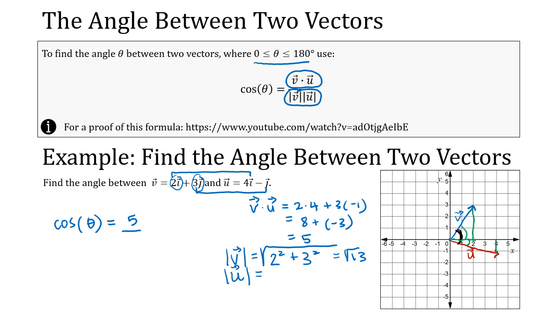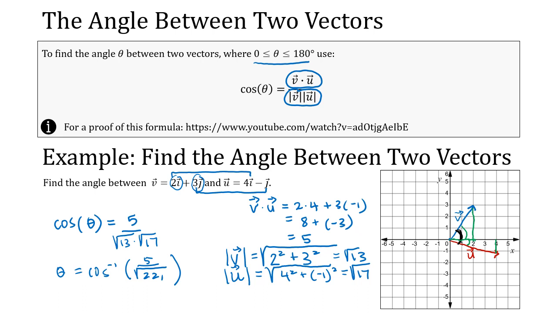For vector u, the magnitude is going to be the square root of 4 squared plus negative 1 squared. And that's what, 16 plus 1, or 17? So that's going to give me the square root of 17. So I'm going to put those two numbers in my denominator: square root of 13 times the square root of 17. And so now I'm going to say that theta is equal to cosine inverse of 5 over the square root of 13 times the square root of 17. I can actually do that multiplication. 13 times 17 is, I think, 221.